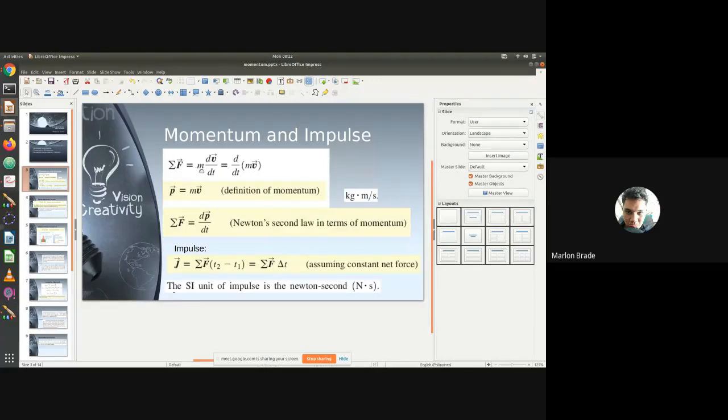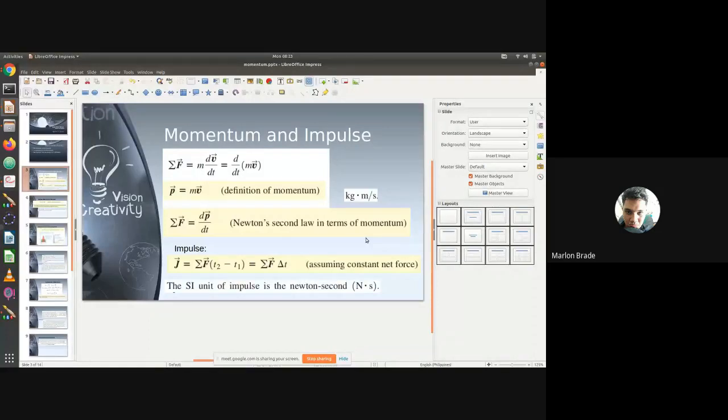And since m is just a constant, the mass is constant, right? So it can be moved inside the derivative operator. If we put it inside the derivative operator, it becomes d over dt multiplied by mv. This term mv, the mass multiplied by the velocity vector, is what we call momentum. So the momentum p is equal to mv, and the unit of momentum is kilogram meter per second. The momentum is a vector quantity. The direction of your velocity is the direction of your momentum.